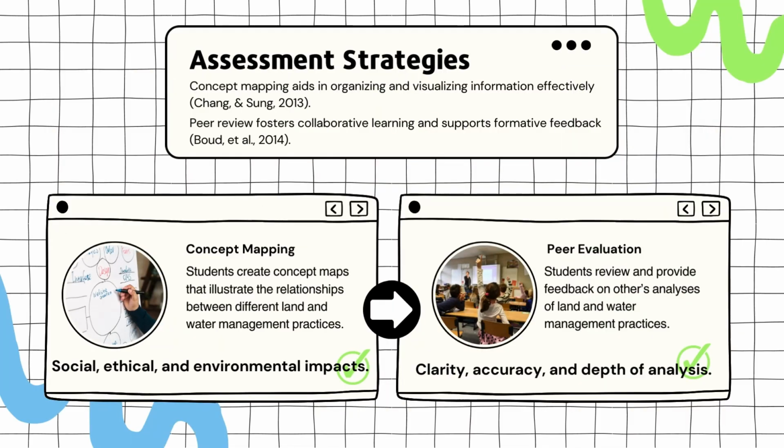At the end, we will have two strategies to assess students' current knowledge and what they have learned today. As Chiang and Sun in 2013 mentioned, concept mapping is a really great way of organizing and visualizing information effectively. So students can create their own concept map of what they have learned today. And then we will have peer evaluation. Through discussion, students will give feedback and review each other's analysis of these courses. And that's the teaching strategies for students from diverse backgrounds and also our assessment strategies.